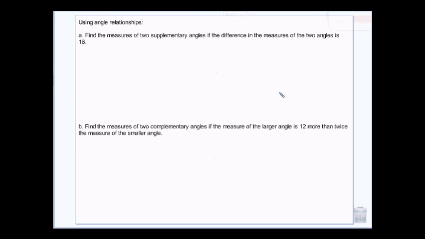We're going to find the measures of two supplementary angles. So supplementary, this tells me right here that the sum is going to be 180. Okay. Make that a little fatter. The difference in the measures of the two angles is 18. Difference. Subtract.